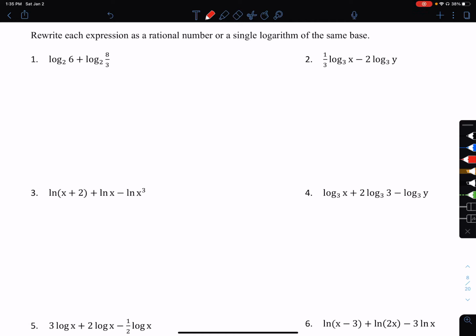Pre-calculus section 8.2, we are working with logarithms. The directions here: rewrite each expression as a rational number or a single logarithm of the same base. So this is called condensing.